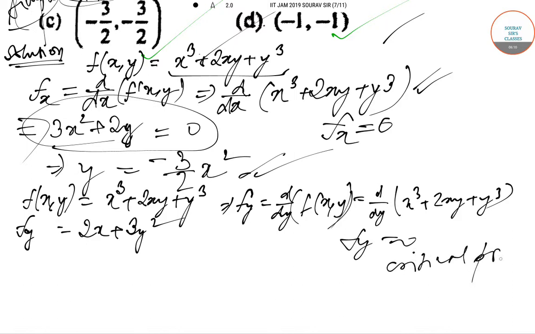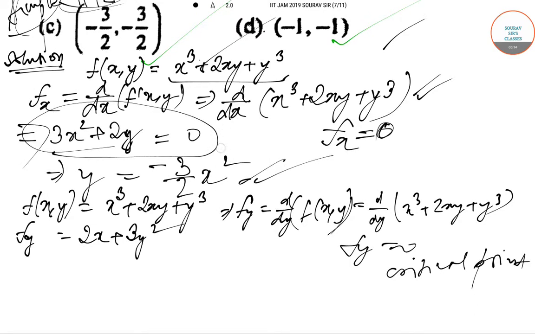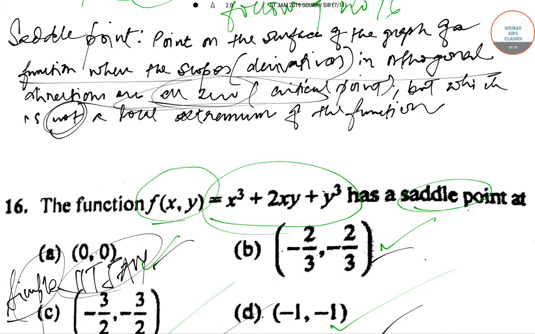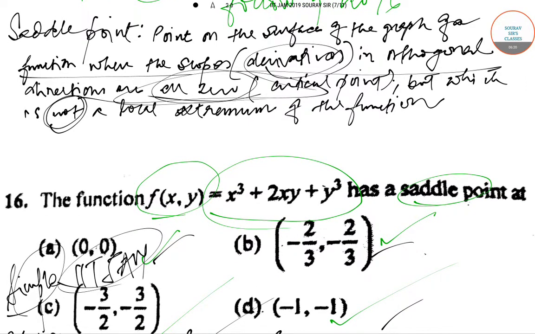for critical point we need to put fx equal to 0 and fy equal to 0, as I have mentioned in the definition of saddle point, that all the derivatives should be 0. Okay, so moving on.